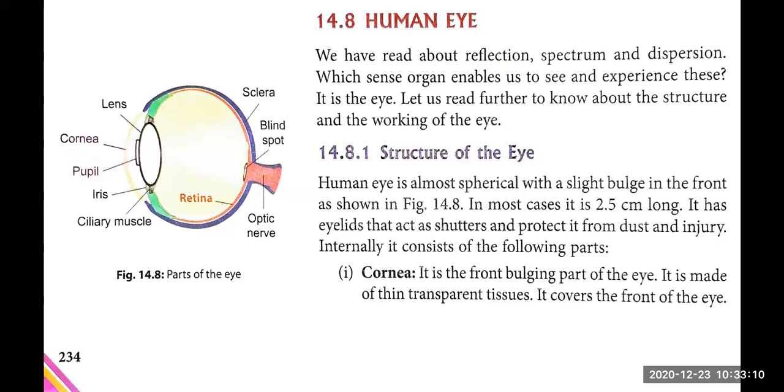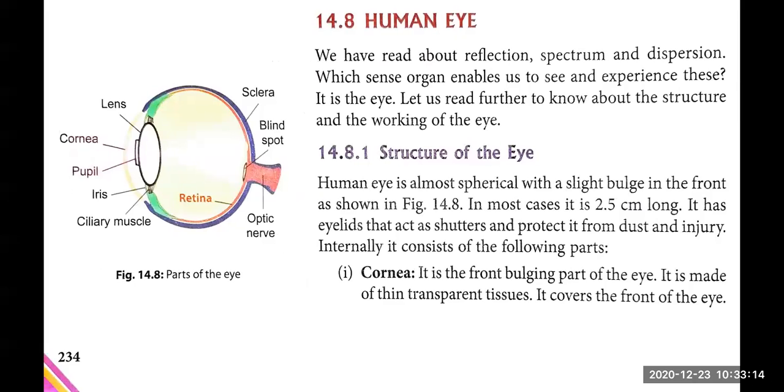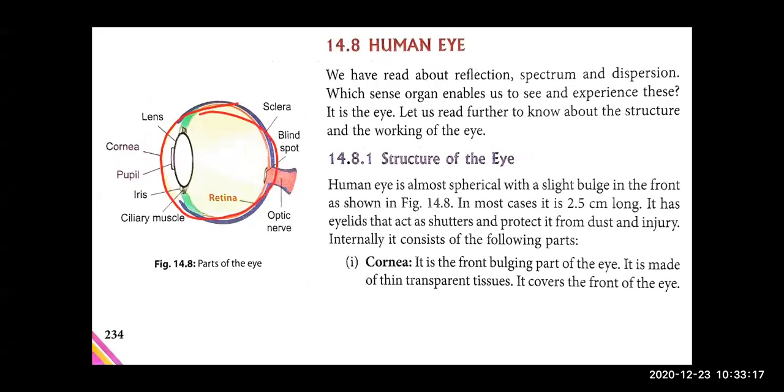As you can see, your human eye is almost spherical, right? And it is slightly bulging out in the front part, right, beta? And it is about 2.5 centimeter in diameter. Its diameter is about 2.5 centimeter, right?